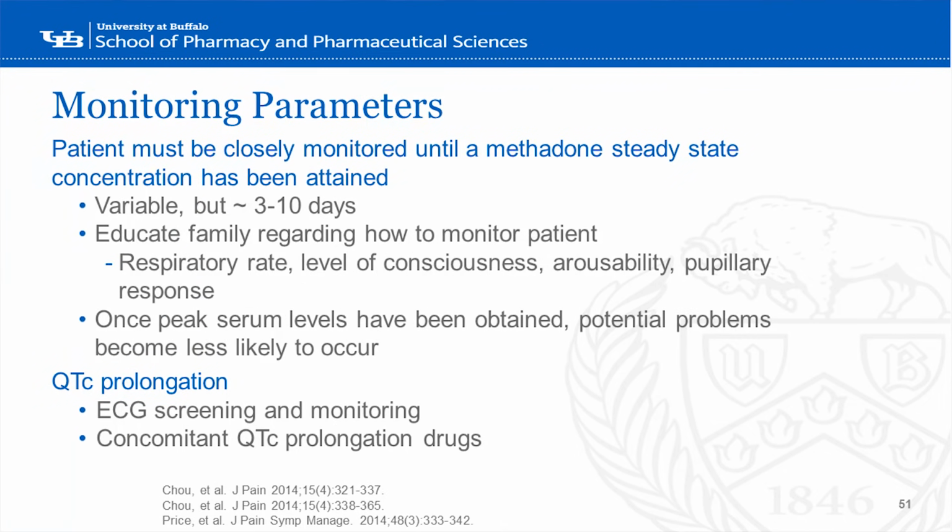Some monitoring parameters that are important is that the patient must be closely monitored until methadone reaches that steady state concentration. Again, it could be anywhere between 3 and 10 days. So especially in our home care patients, we educate the family regarding how to monitor the patient, including watching their respiratory rate and level of consciousness, their ability to be aroused, and their pupillary response. But once peak serum levels have been obtained, potential problems become much less likely.